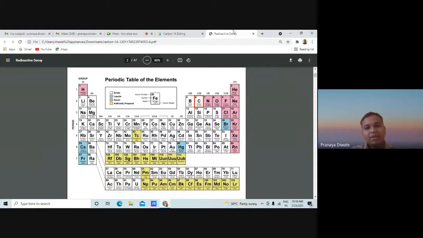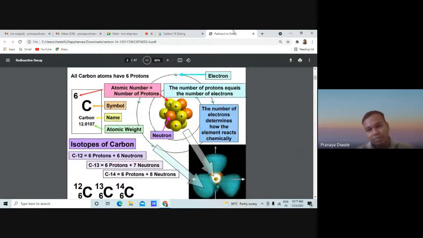So you have different kinds of elements, like hydrogen, helium, neon, argon, and so on. Most of the elements have their isotopes. So what is the theory of isotope?